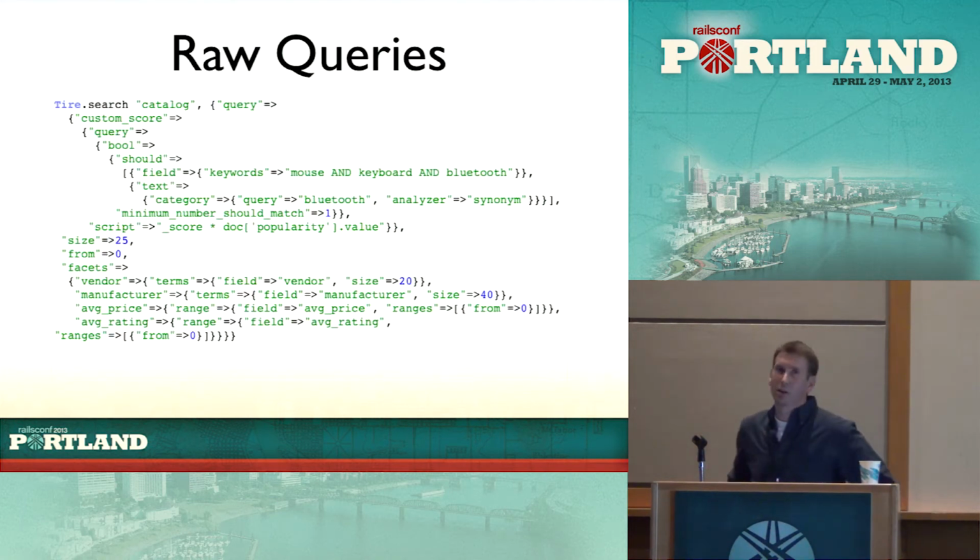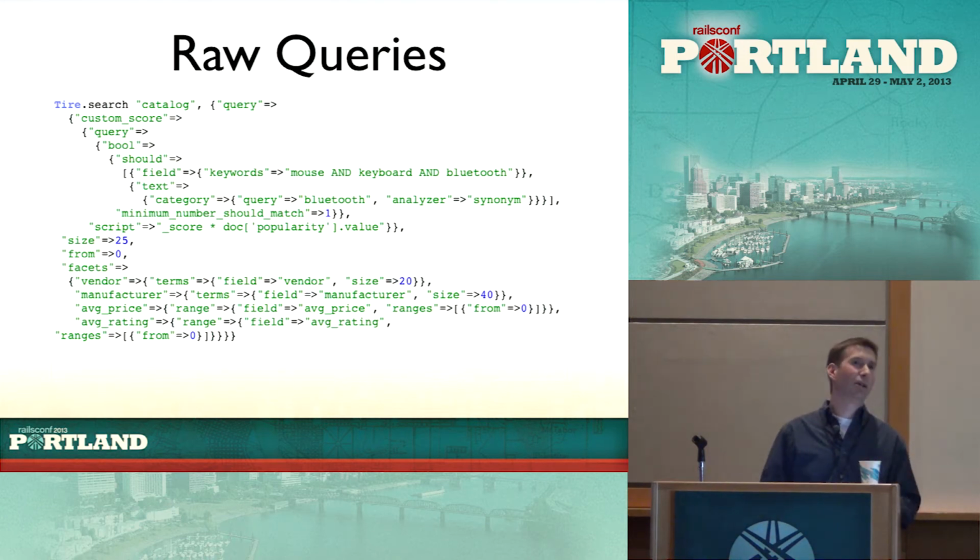So Tire out of the box supports most of the common filters or queries that you would use, but there are many additional queries that Elasticsearch supports that Tire doesn't natively handle in its DSL. So if you run into one of those cases where you're trying to do a more complex query than what you can do in the Tire DSL, you can still use Tire to do that search, but you're basically going to pass in a hash of that query.